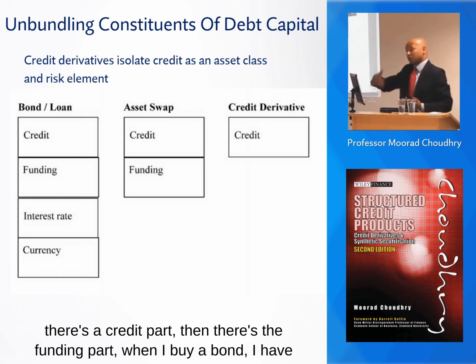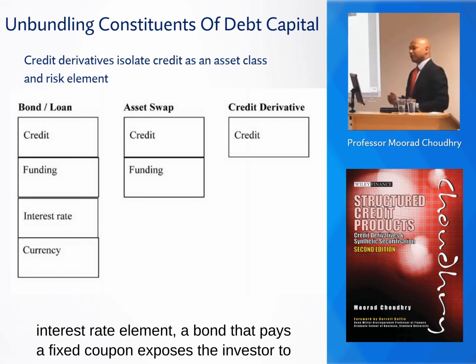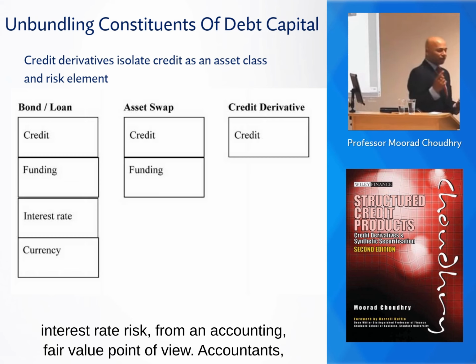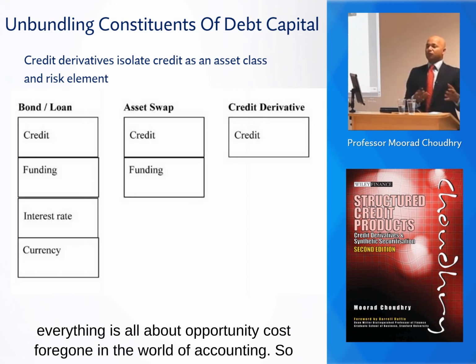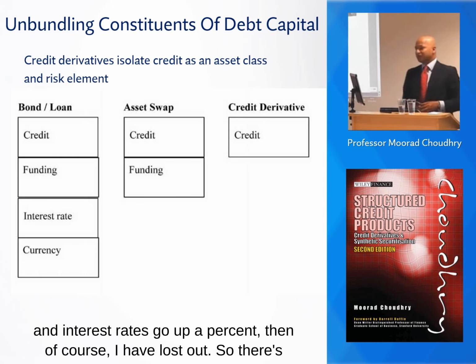Then there's the funding part. When I buy a bond, I have to pay cash for it, so I have to raise those funds. And then there's the interest rate element. A bond that pays a fixed coupon exposes the investor to interest rate risk from an accounting fair value point of view. Accountants, everything is all about opportunity cost foregone in the world of accounting. So, of course, if I invest in a 10-year bond paying me 5% fixed every year and interest rates go up to 8%, then, of course, I have lost out. So there's the interest rate element.